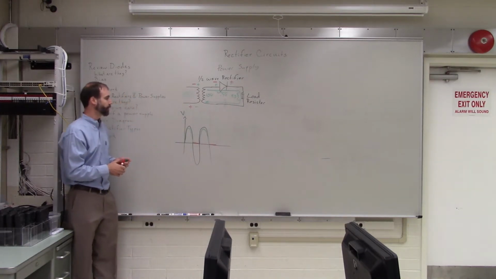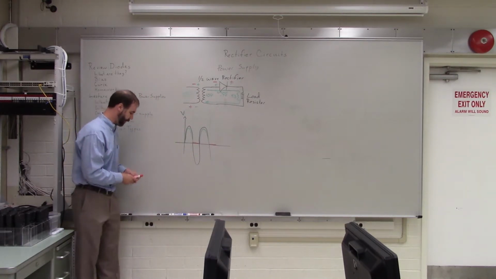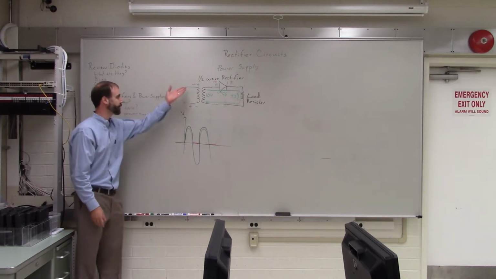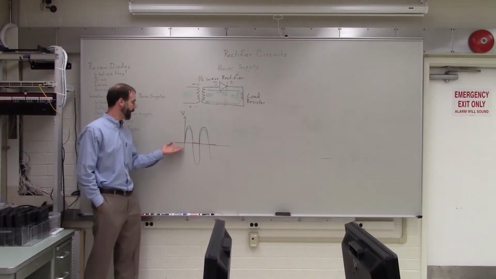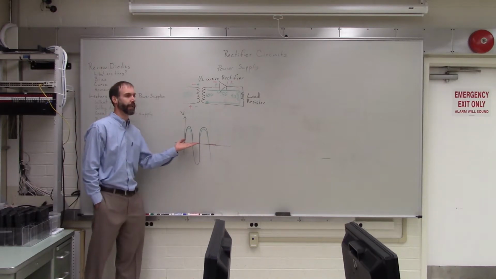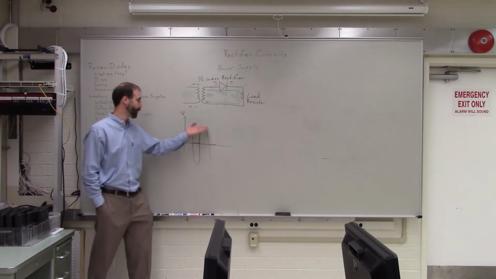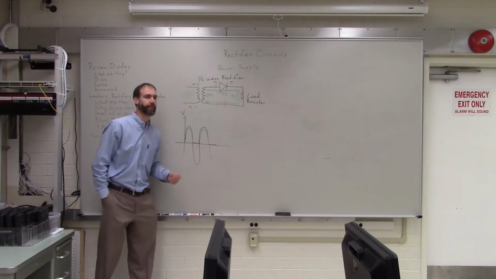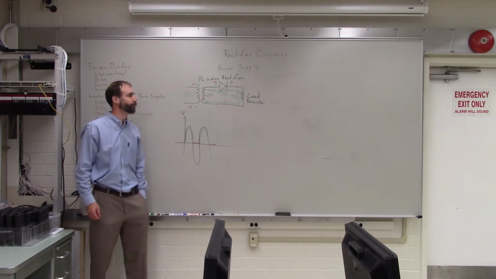Okay? So hopefully now it's becoming a little bit clear why they call this a half-wave rectifier, because we get the positive half of the input wave, and then we just get rid of the other half. So we're only capturing half of our input signal. That's why they call it a half-wave rectifier.